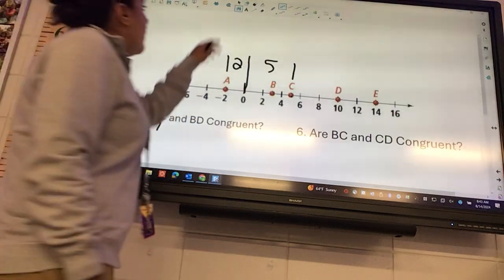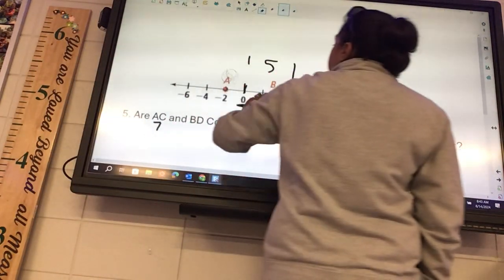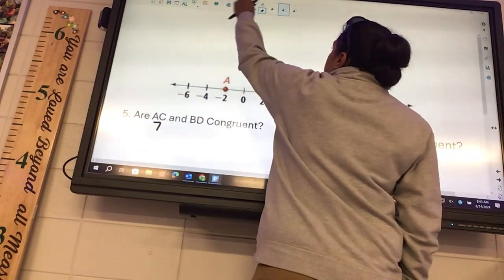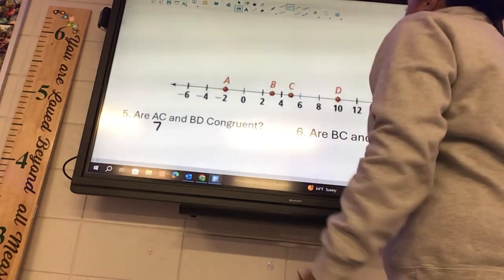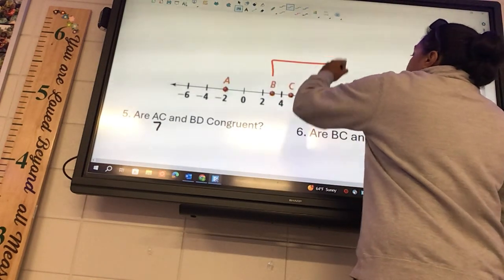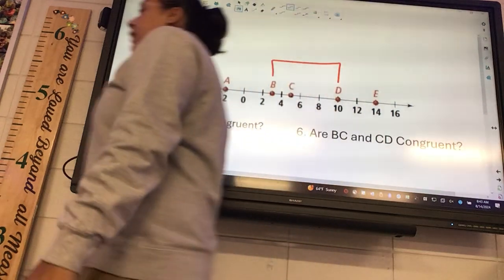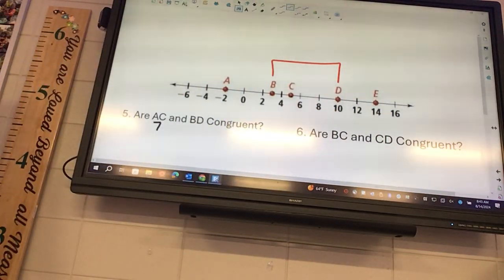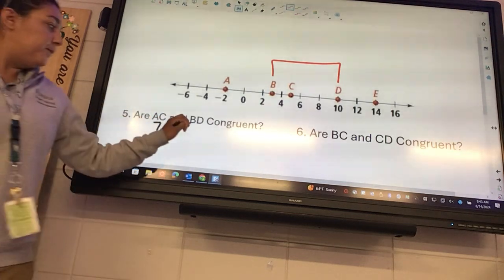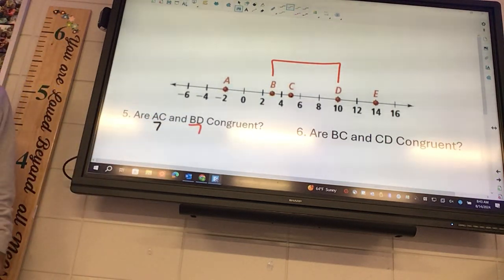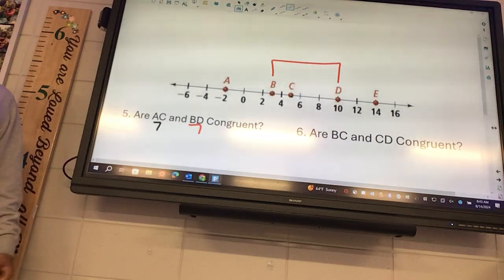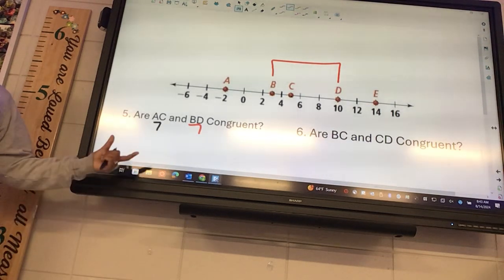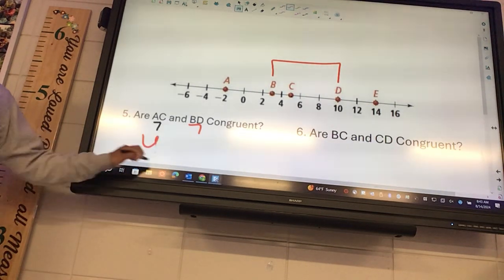Okay, and then we're still on the same question, BD. So take a second and find BD. Well, what is B on? 3. What is D on? 10. So from 3 to 10, how many units is that? 7. Okay, so are they congruent? Congruent means what? Same number. Same. Okay, so are they the same? Yes, so our answer is yes.